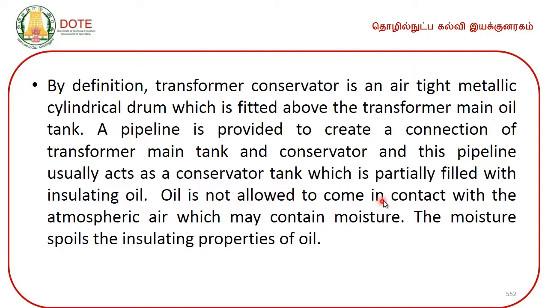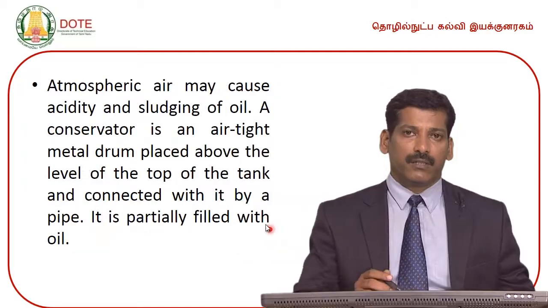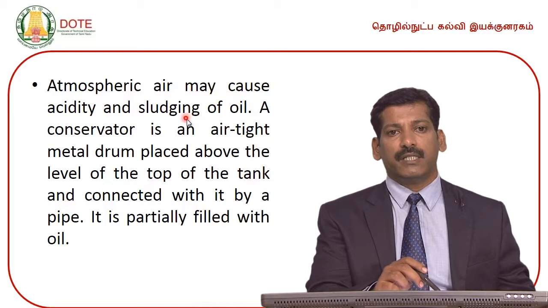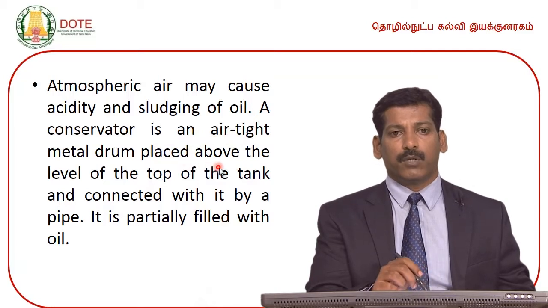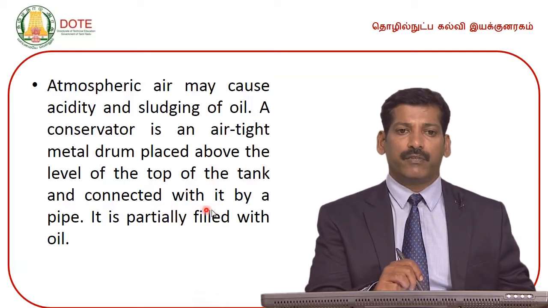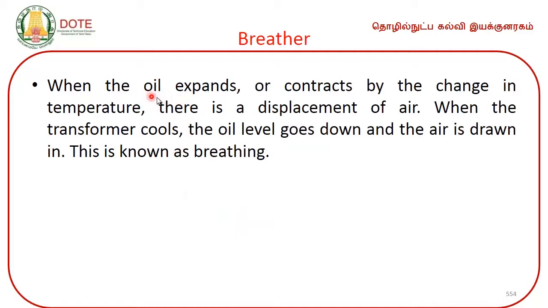Oil is not allowed to come in contact with the atmospheric air, which may contain moisture. The moisture spoils the insulating properties of oil. The atmospheric air may cause acidity and sludging of oil. A conservator is an airtight metal drum placed above the level of the top of the tank and connected with it by a pipe. It is partially filled with oil. Breather. When the oil expands or contracts by the change in temperature, there is a displacement of air. When the transformer cools, the oil level goes down and the air is drawn in. This is known as breathing.